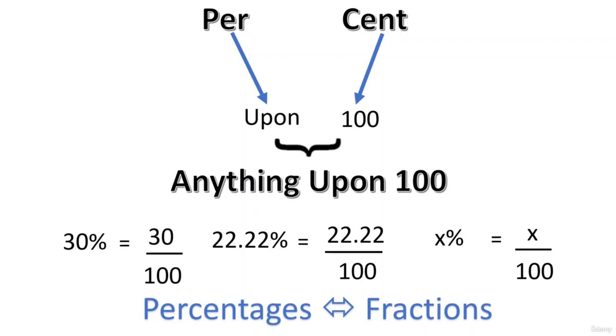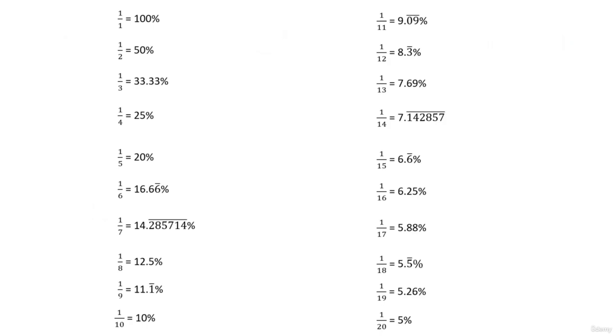30% is 3 by 10, 0, 0 gone. 22.22% is 11.11 by 50, 2 cancelled out. X percent is x out of 100, x by 100, it's a fraction. Okay, so this is what you are supposed to know, because knowing these fraction values will really help you out in calculations.